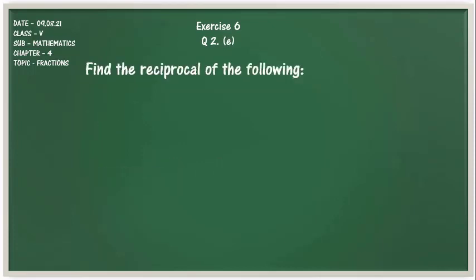Exercise 6, question number 2, E. Find the reciprocal of the following. The number is 6. We can convert 6 into a fraction and we can write 6 as 6 upon 1. So the reciprocal of 6 upon 1 will be 1 upon 6, and here 1 upon 6 is our answer.